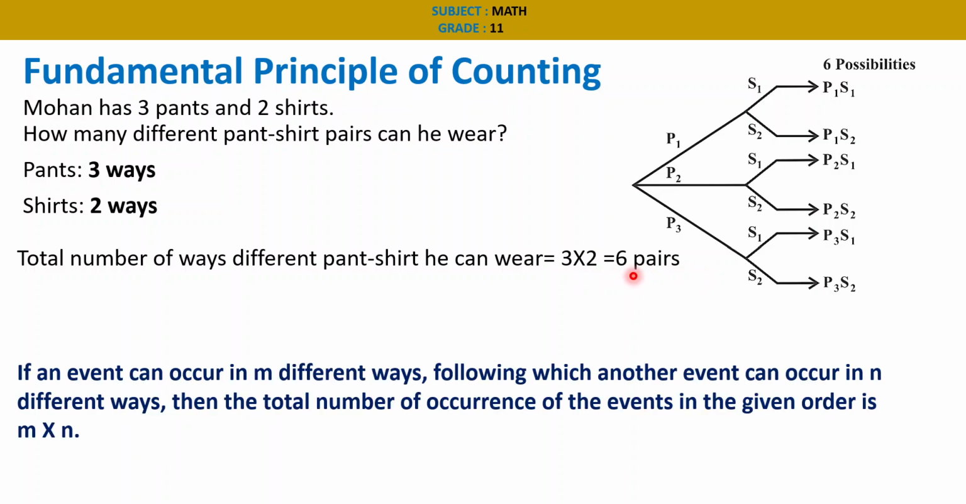That is 6 pairs. If an event can occur in m different ways, following which another event can occur in n different ways, then the total number of occurrences of the event in the given order is m into n.